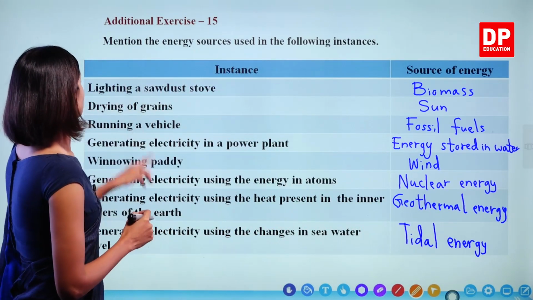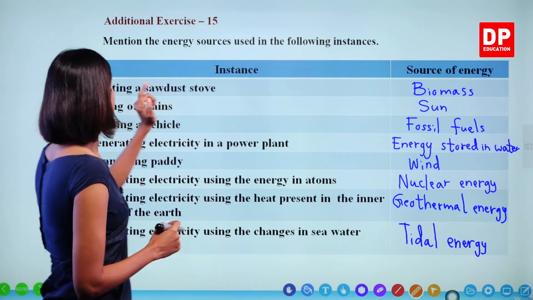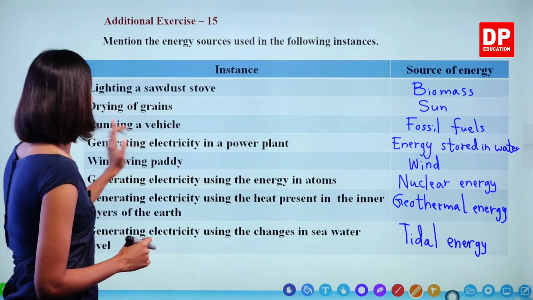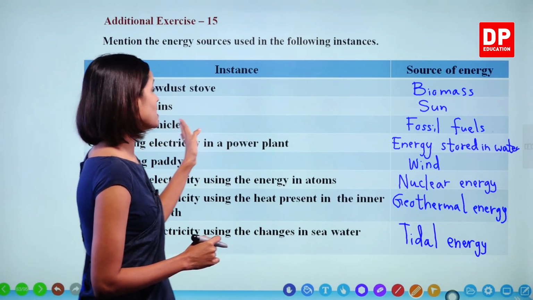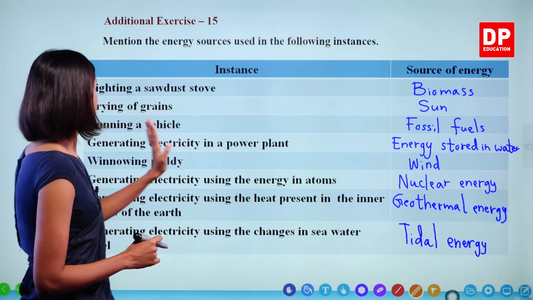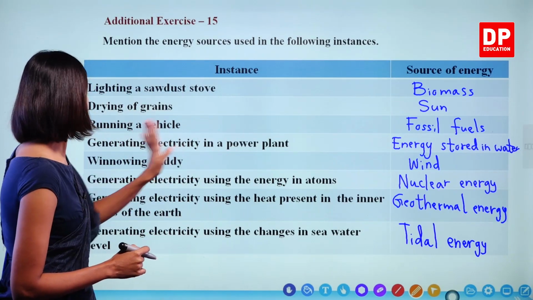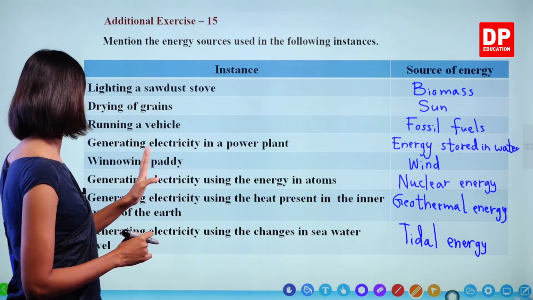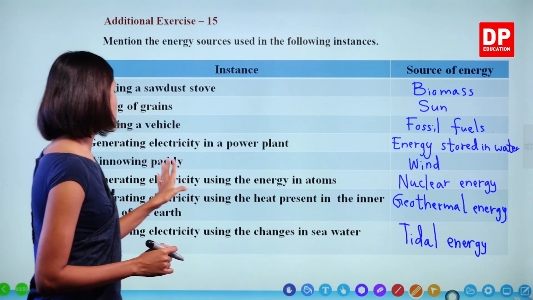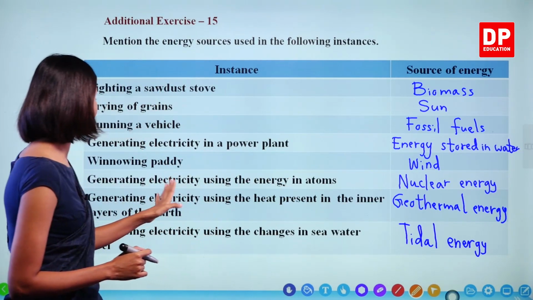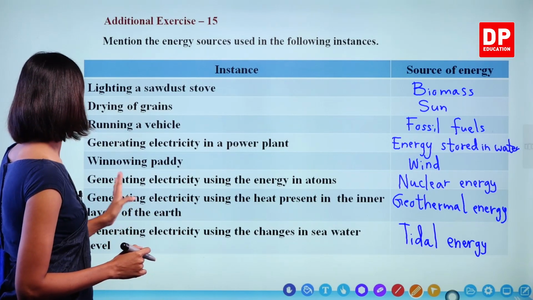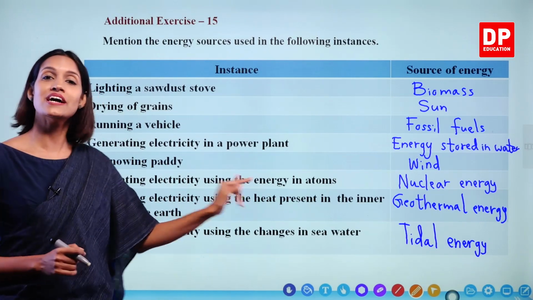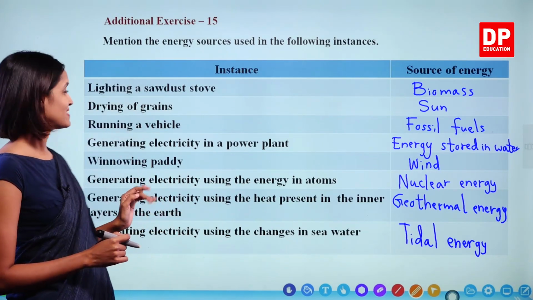Okay, children. So: light in a soda stove, biomass; drying of grains, sun; running a vehicle, fossil fuels; generating electricity in a power plant, energy stored in water; winnowing paddy, wind; generating electricity using the energy in atoms, nuclear energy; generating electricity using the heat present in the inner layers of the earth, geothermal energy; generating electricity using the changes in sea water level, tidal energy. Okay, children.